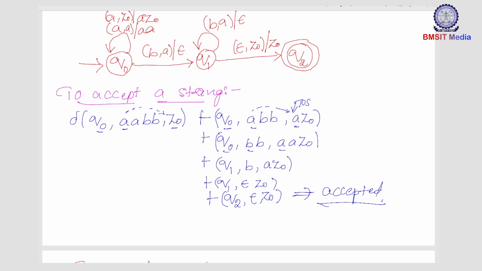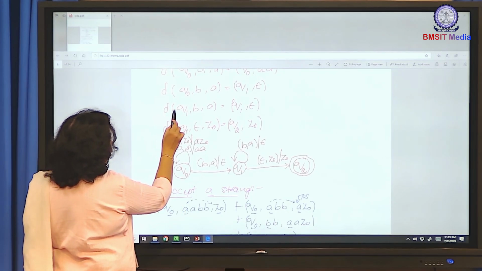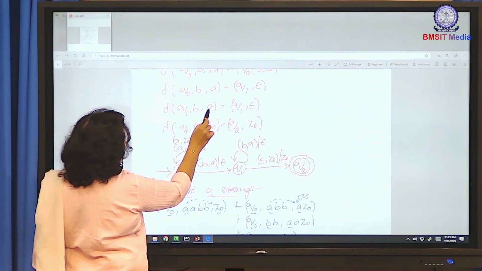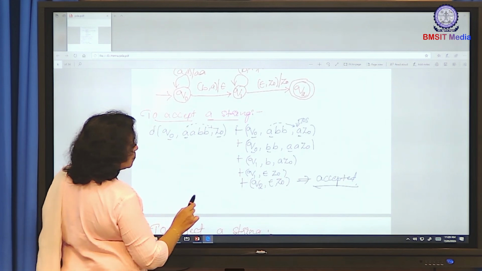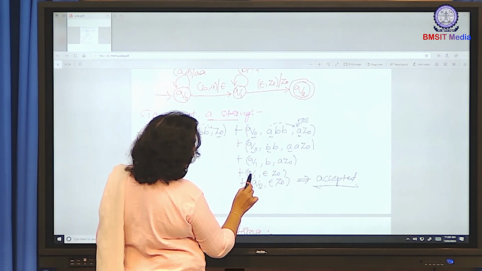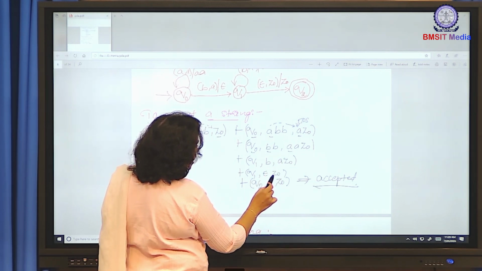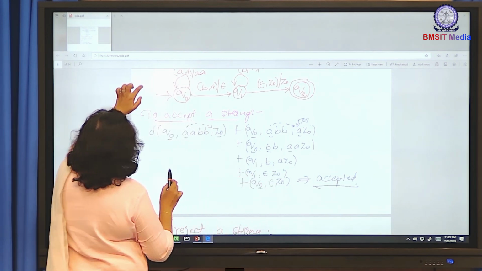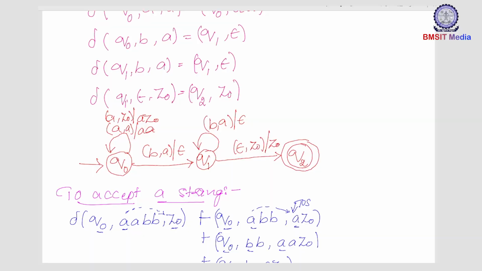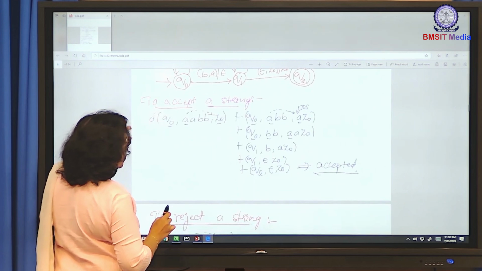Now what we have to see is Q1 comma B comma A. This transition, delta of Q1 comma B comma A, is equal to Q1 comma epsilon. So we need to pop. When we pop this, it becomes Q1 comma epsilon, this A is popped, and this is Z naught. So Q1 comma epsilon comma Z naught. Go back and see the transition: Q1 comma epsilon comma Z naught, which is equal to Q2 Z naught.